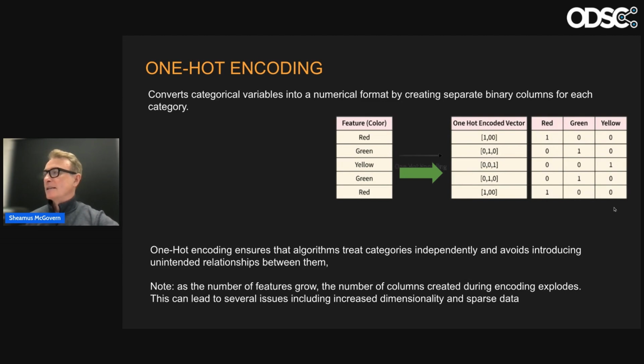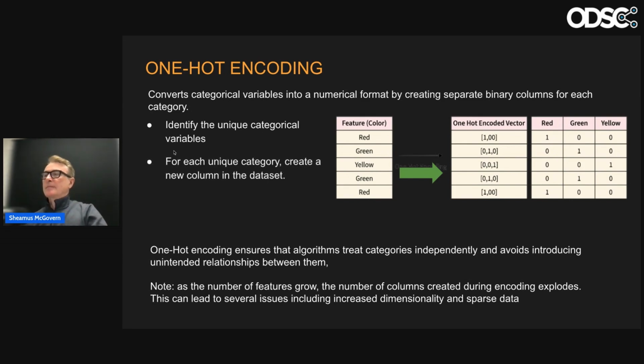You can see it here in this matrix, 0, 1, 0. So when I go green again, green was already 1 here. So this is an example of one-hot encoding, and you identify each unique categorical variable, and for each unique category, create a new column in the data set.